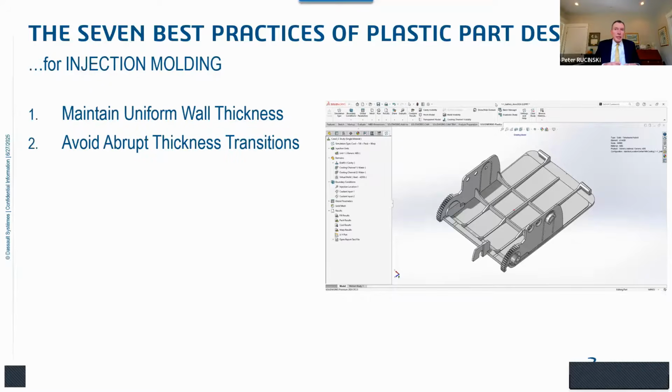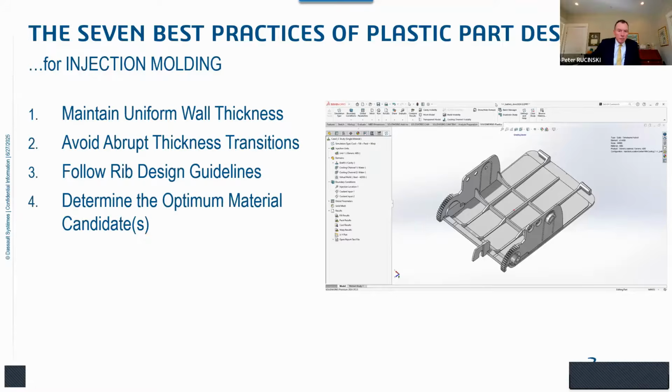So if you cannot maintain 100% uniform wall thickness, or within, let's say, plus or minus 10% of your nominal wall thickness, you always want to try to avoid abrupt thickness transitions. Make those nice and gradual. I'll give you some rib design guidelines, some very easy to follow rules of thumb. So even if you're not using simulation, this will help you design and manufacture better reinforcing ribs in your plastics parts.